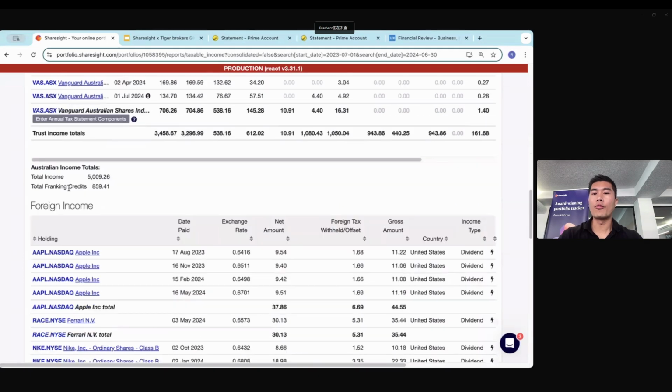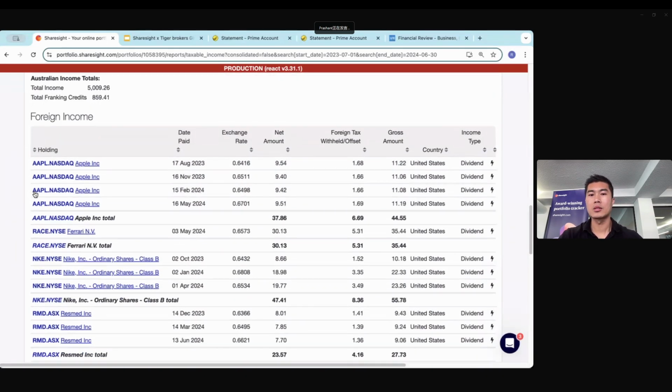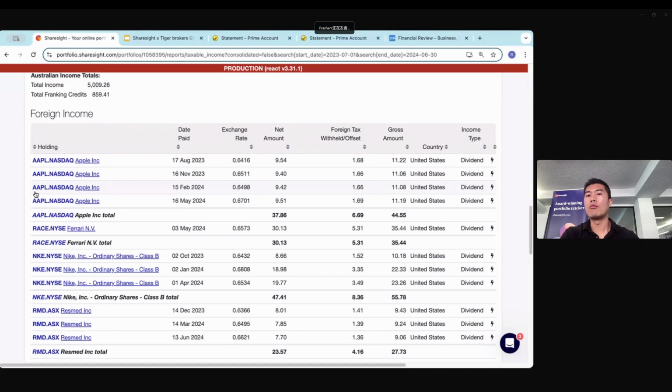And for foreign income, if you're investing in international markets, Sharesight will convert the dividends that you receive, in this case in US dollars, into Australian dollars using the prevailing exchange rate. Obviously, you have the option to change that if you want, but otherwise Sharesight just does it for you. And you also have the foreign withholding tax. That's something that you have to report to the ATO as well, right?